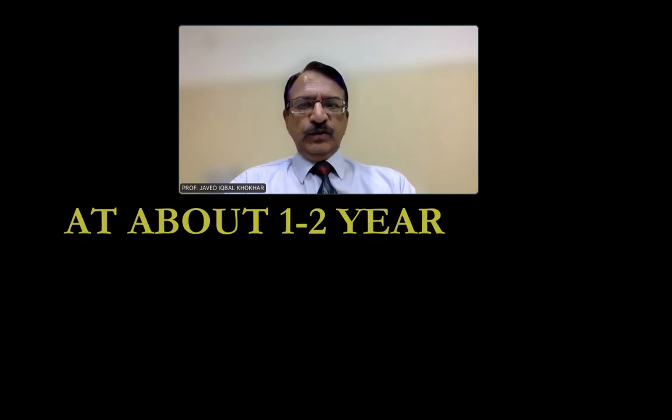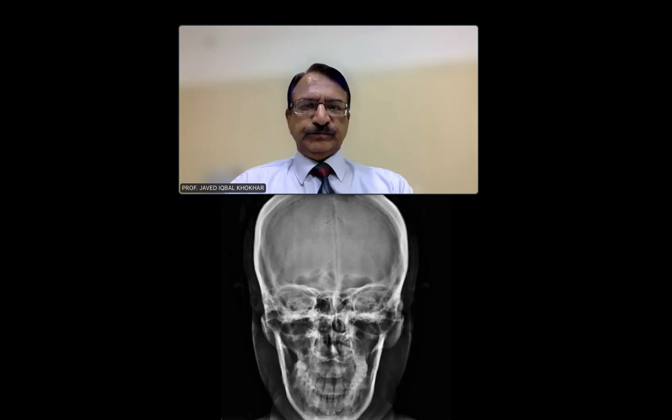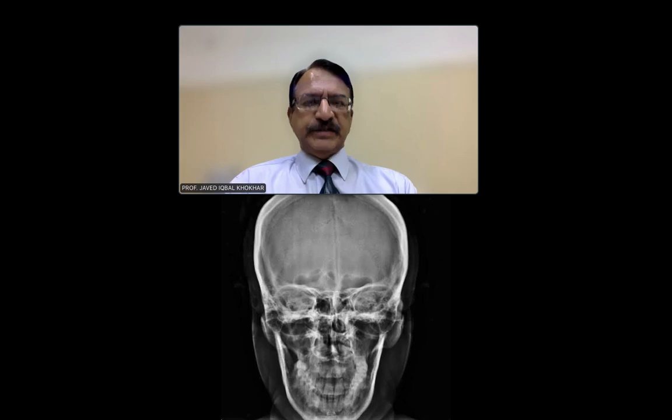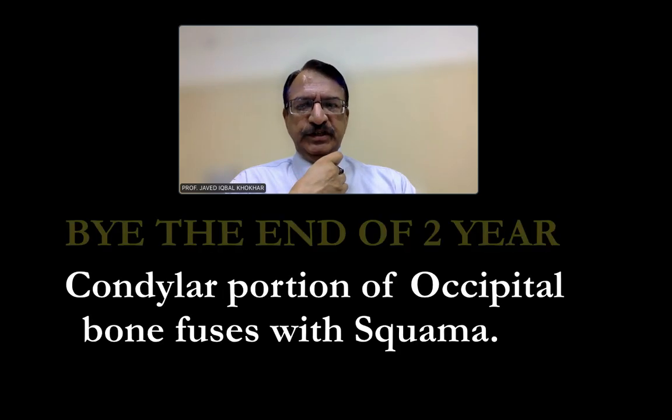At about 1 to 2 years, the anterior fontanelle is closed. The metopic suture is also closed. The frontal bone is in two halves and the suture in between is called the metopic suture. And this is the X-ray. You can see the frontal bone, the metopic suture is fused. By the end of 2 years, the condylar portion of the occipital bone fuses with its squama.